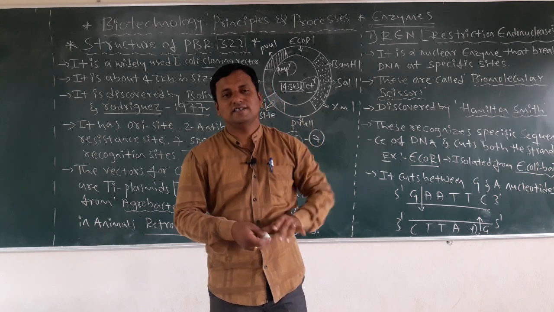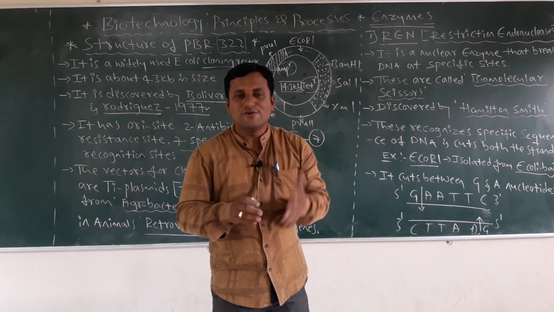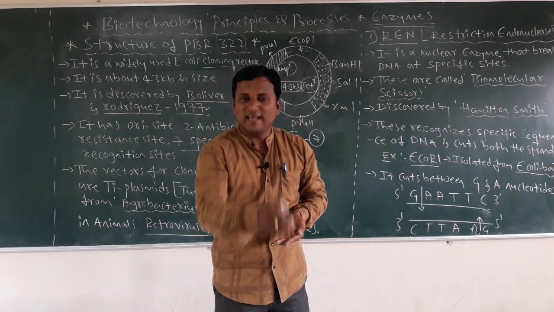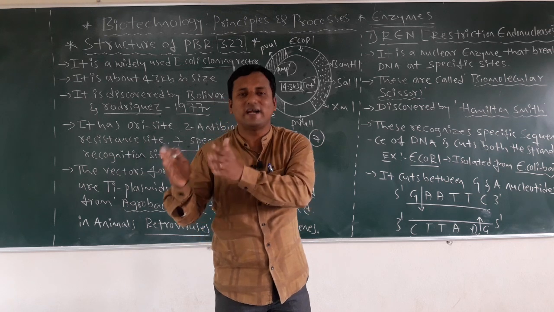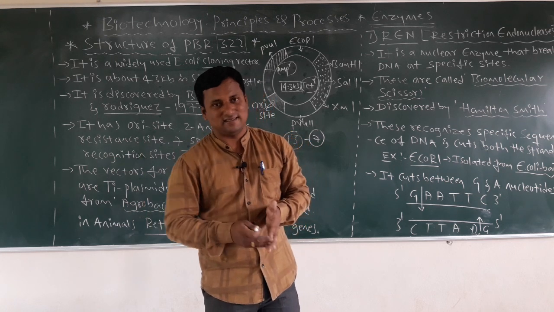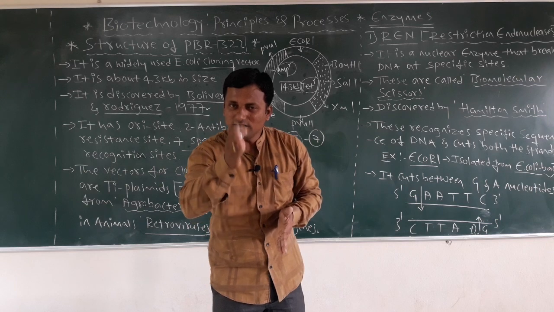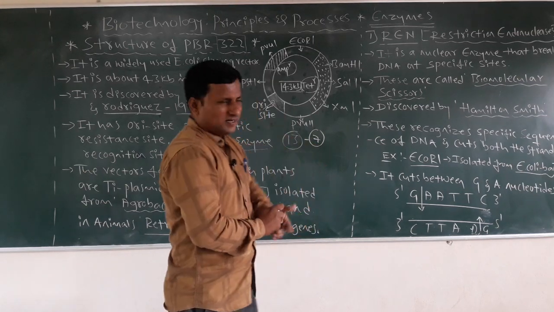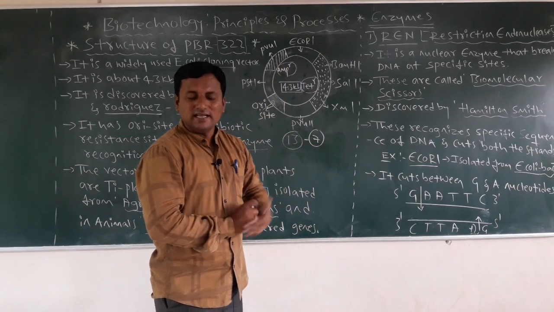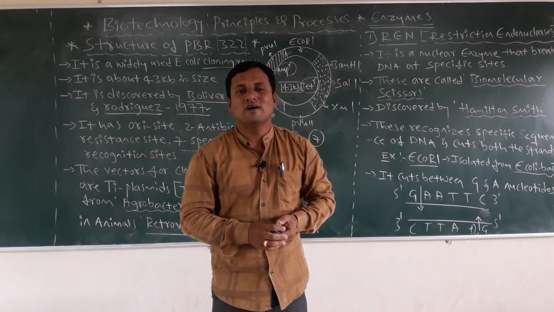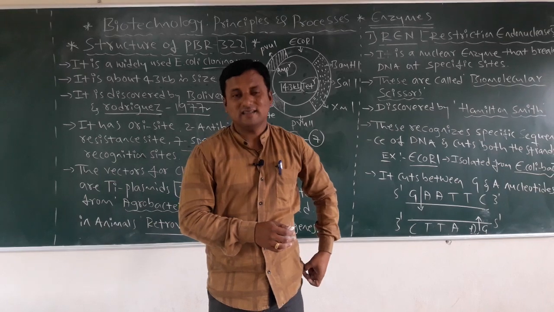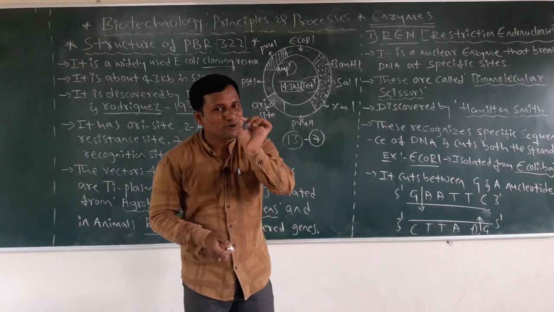Restriction endonucleases are present in the nucleus. They break the strands of the DNA wherever required, at specific sites only. In examinations, sometimes a three-mark question is asked: write a note on REN or restriction endonucleases.